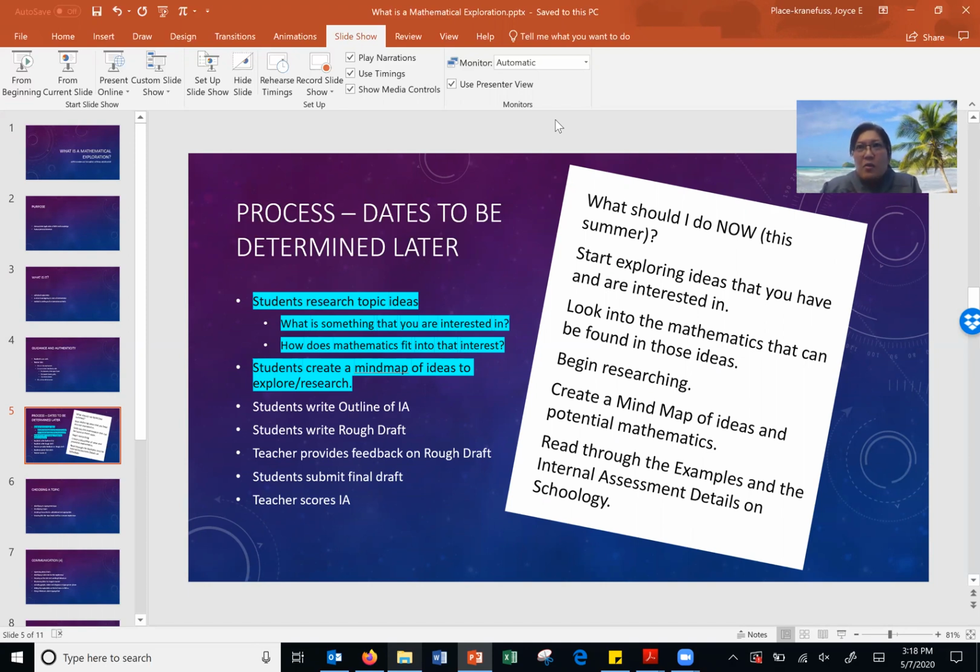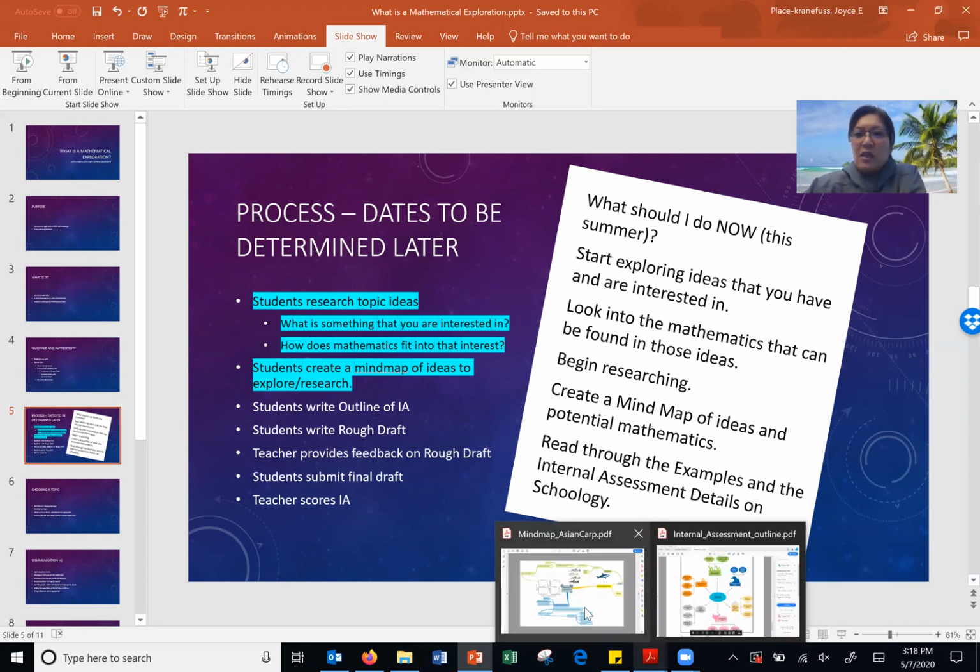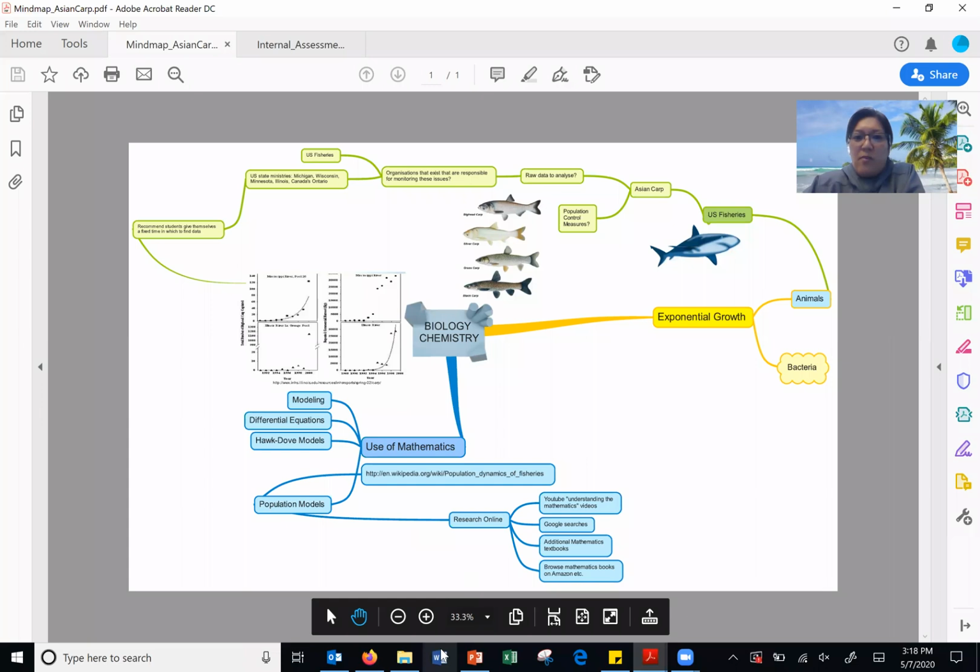The thing that I would ask you to start thinking about is that thinking process. So creating what's called a mind map of ideas to explore or research. And I'm going to post a couple of these online, but here's an example of a mind map that was related to somebody who had an interest in biology and chemistry, and they were really interested in fishing.